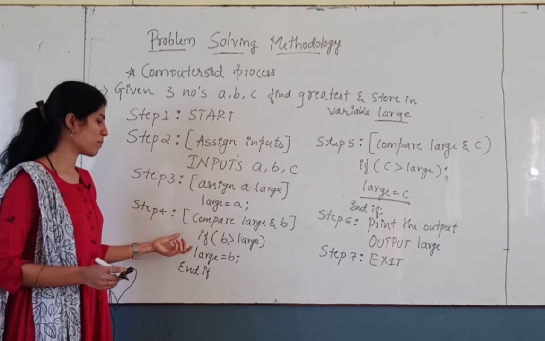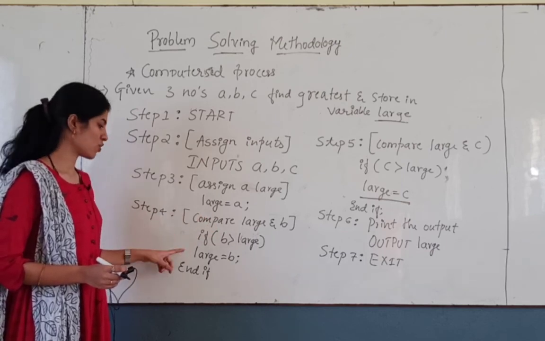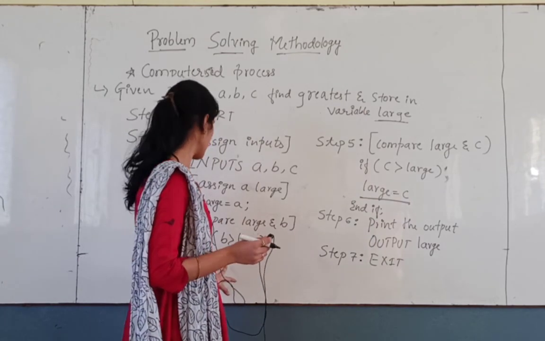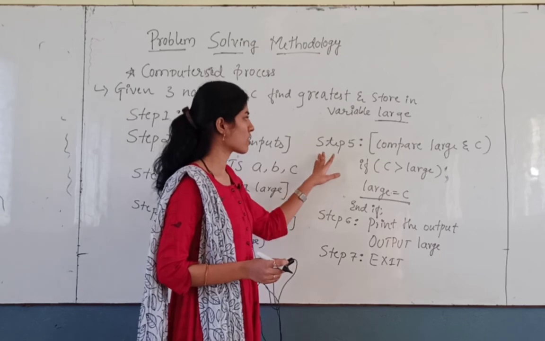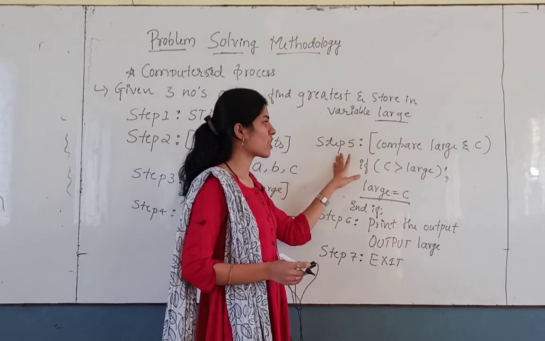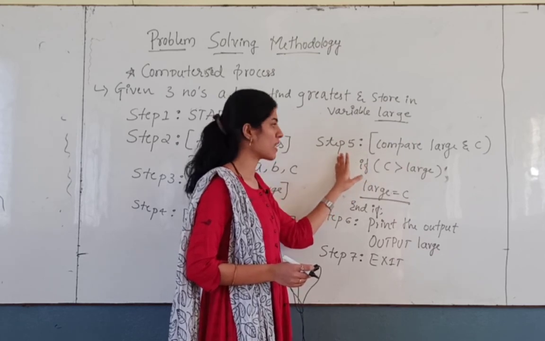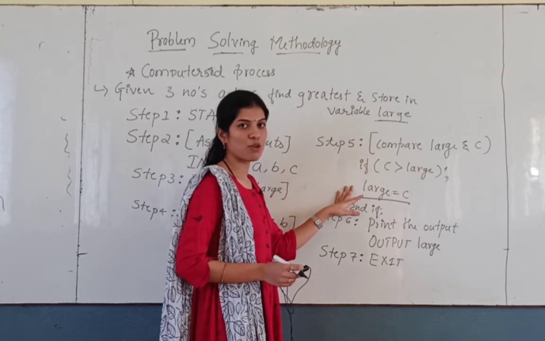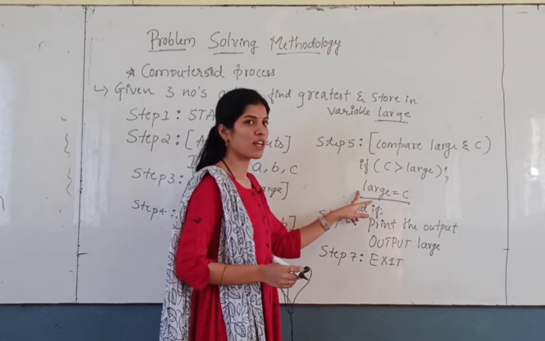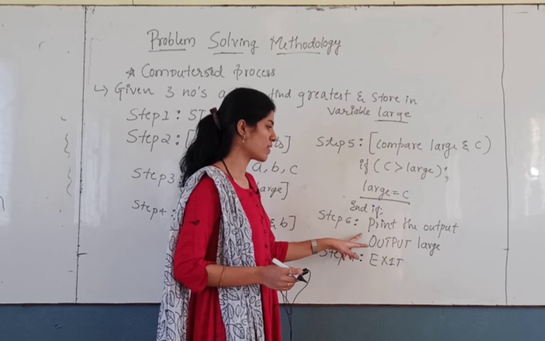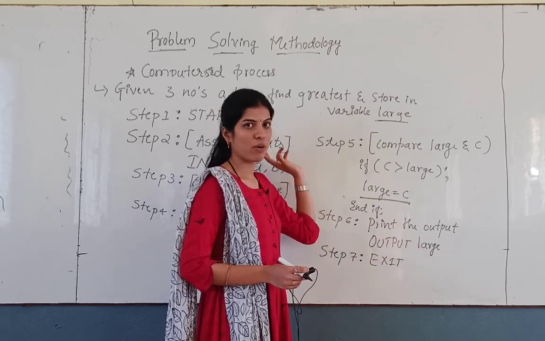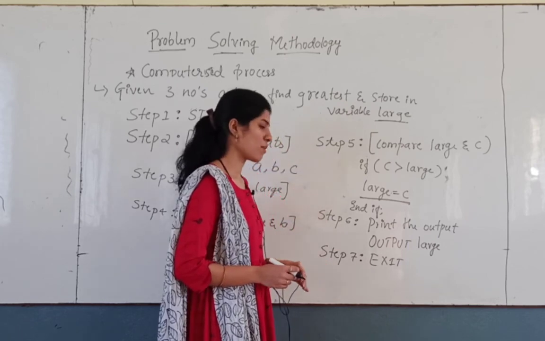Here we get that B is greater than large, so we get large equal to B. Next we compare the large variable with the third variable C. Again we get that large equal to C. So finally we get large equal to C, and we print the output as large, whatever it may be, the largest value among the 3. The last step is to exit.